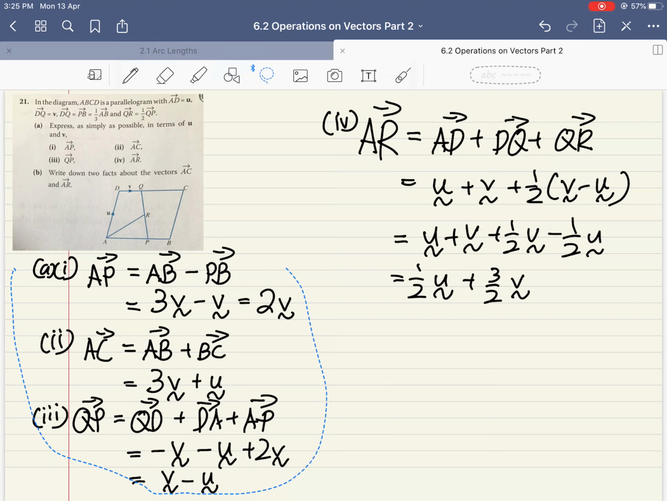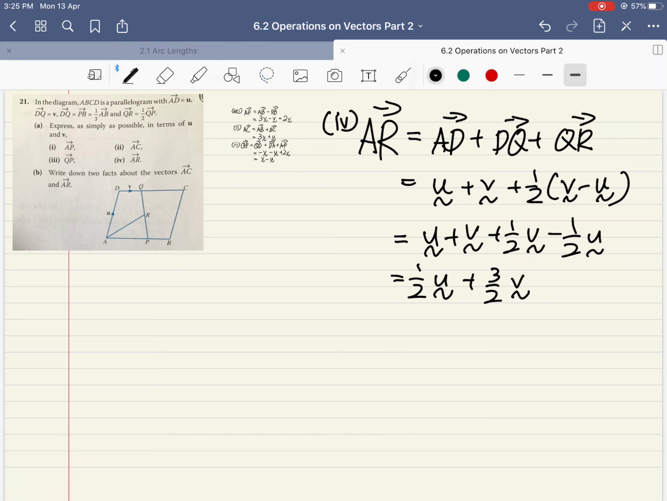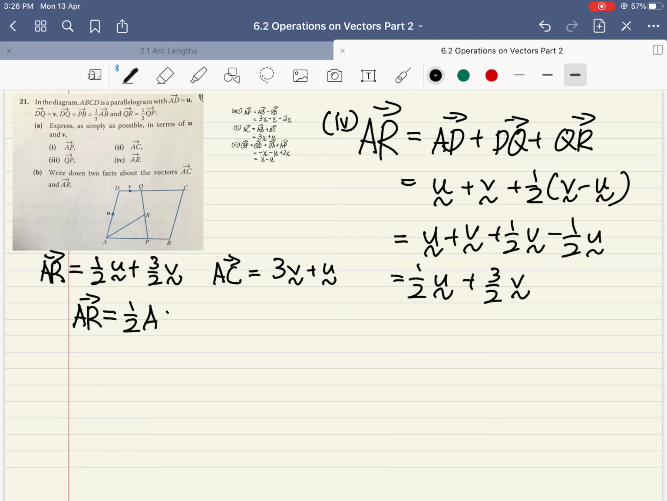Now write down two facts for vectors AC and AR. I need a bit more space here, so let me just resize this. Now what I need is AR and AC. My vector AR is equal to half U plus 3 over 2 V, and AC was 3V plus U. You notice that these two vectors are similar, except they differ by a factor of half. If I take half times 1U, I get half U. Half multiplied by 3V gives 3 over 2 of V. So by observation, AR is equal to half of AC.